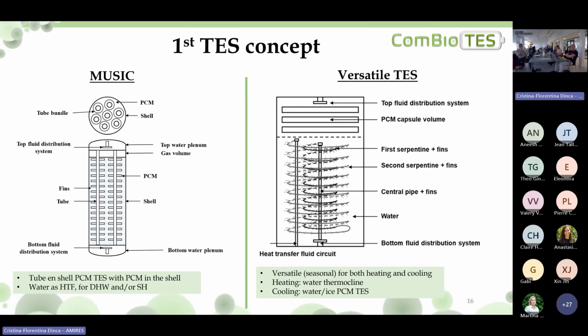For the versatile TS, it was more open, more free. And we choose to try to develop something a little bit new. And so the main configuration is a water storage in which we have added a heat exchanger. And the main concept is that for the heating, this is a water thermocline. And for the cooling, this is a water ice PCM storage with direct contact between the water and the ice during the discharge.